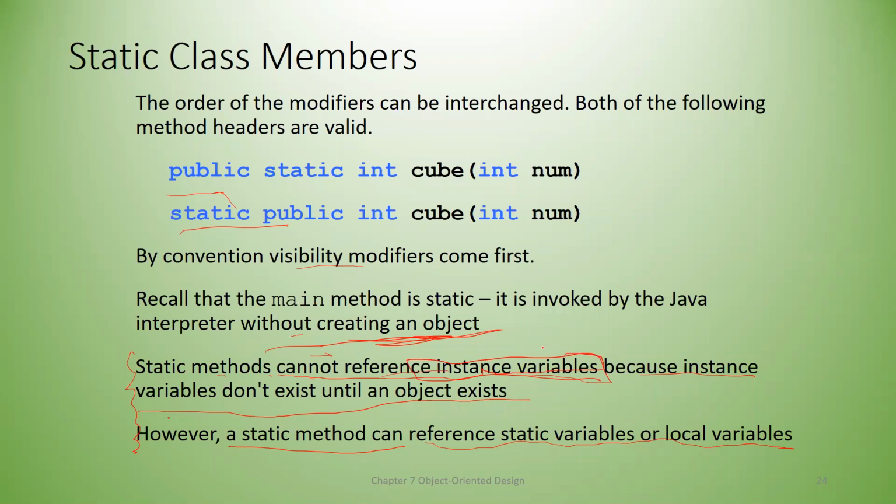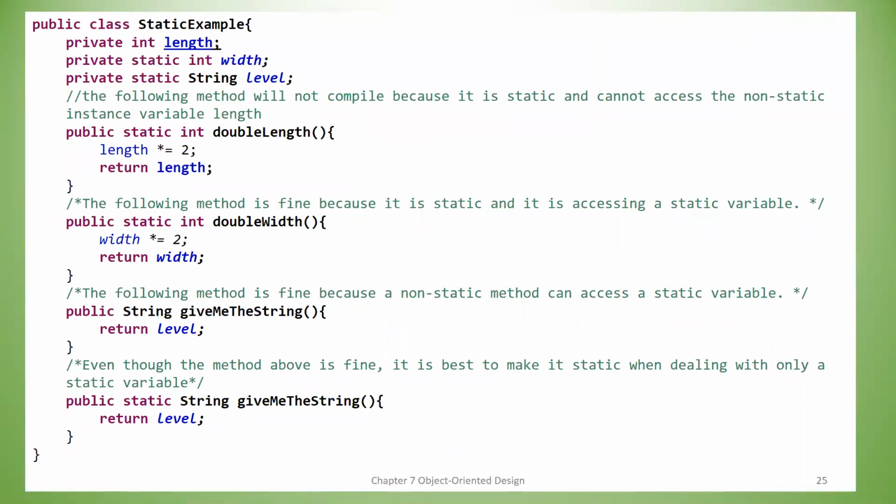Okay, that's why. So let's look at this class. I created this class just to illustrate. Private int length, right? The underline is added by PowerPoint, I think. Now here is a static variable, right? We call them class variables because they are shared by all instances of this class. This is a true instance variable.